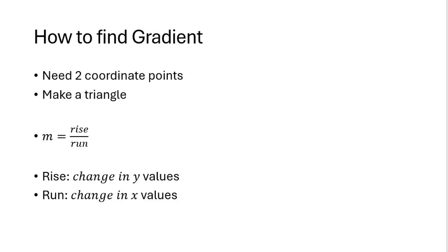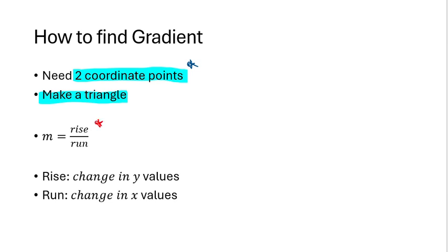Now, how would we find the gradient? What you need are two coordinate points. This is very important, okay? What you're going to do next is you're going to make a triangle. I didn't explain this to you earlier, but that's pretty much the whole concept here. You're pretty much making triangles and then you're going to calculate your base and your height. Or in this case, we're going to call it the rise and the run, okay?